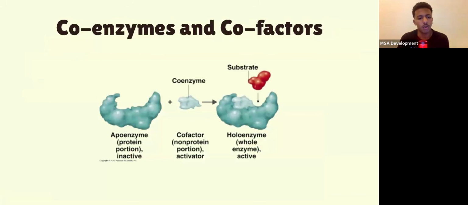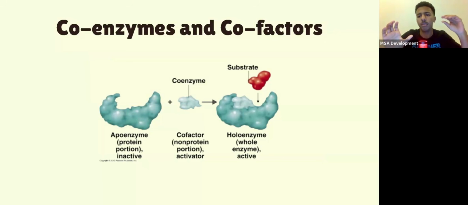Now, this is an overcomplicated concept for some reason. I don't know why. Very simple, just focus with me. Firstly, we have a part of an enzyme, the protein portion, okay? And it's inactive, of course, because it's only a part. And this is known as an apoenzyme. So the protein portion of the enzyme, inactive, is the apoenzyme.